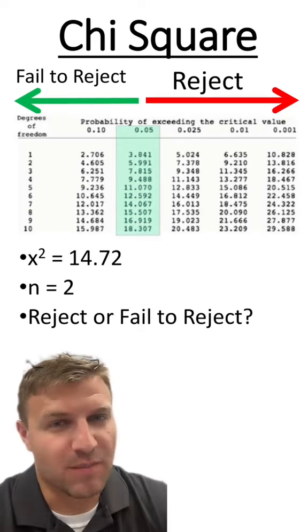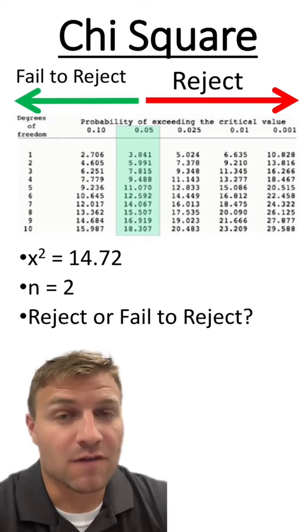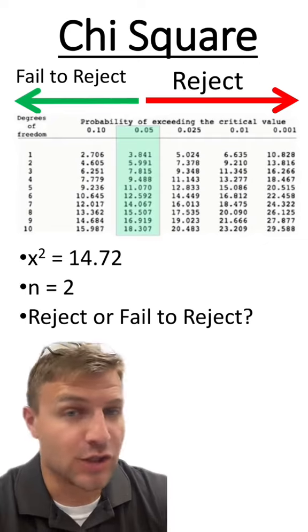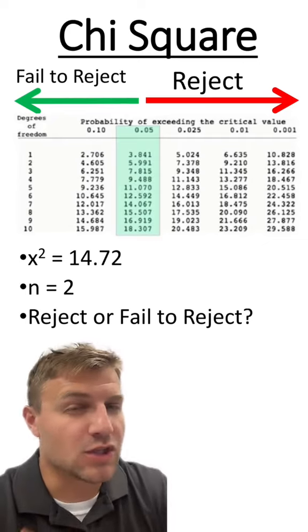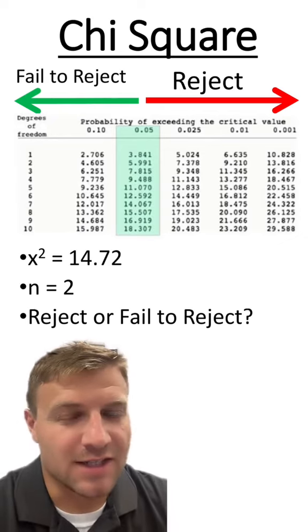Let's do another example. Our chi-square in this one is going to be 14.72. Our number of outcomes, or n, is going to be 2. So in this case, do we reject or fail to reject our null hypothesis? Pause the video if you want to take a second to figure this out.